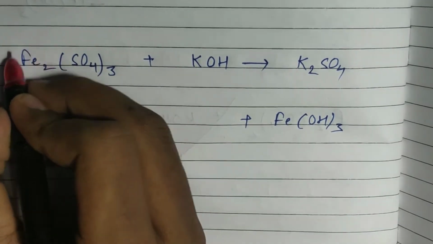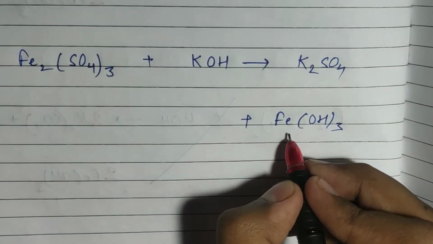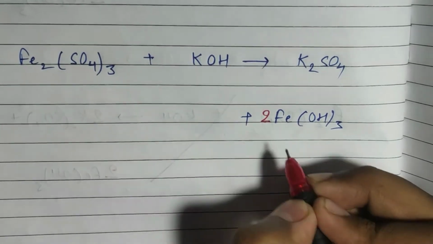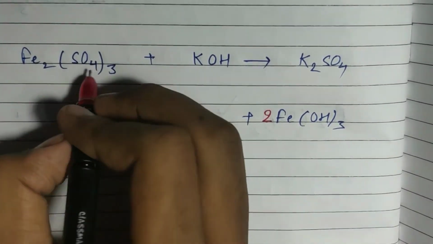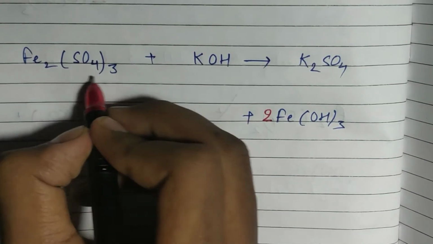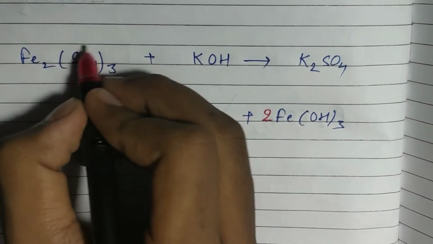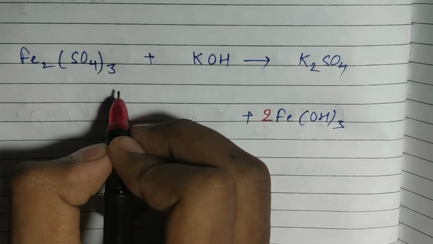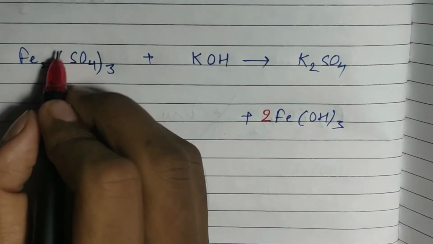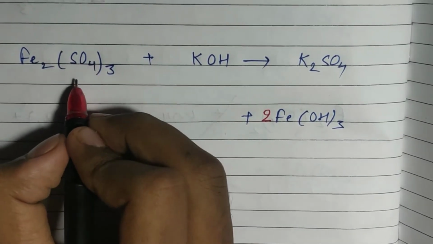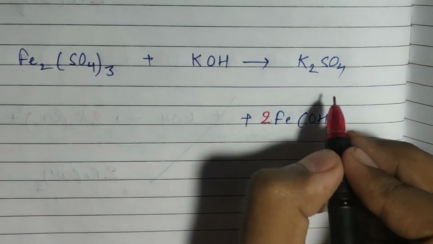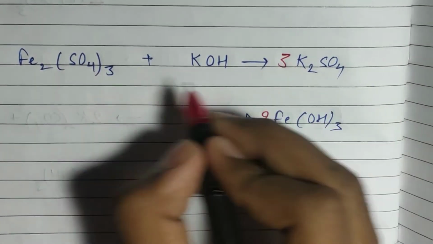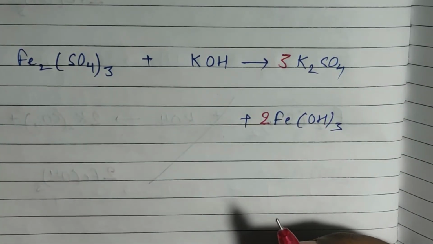See, Fe here is 2, but here it is only 1. So we have to multiply it with 2 to make them equal, right? Let's move on to next. Let's do sulfate. Here I'm not taking sulfate as sulfur and oxygen separately, rather I'm choosing them to be a single entity. So sulfate here is 3 and here it is only 1, so we have to multiply this whole with 3 to make them equal, right?